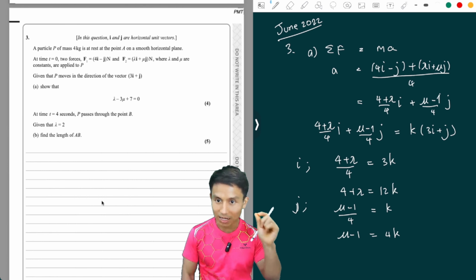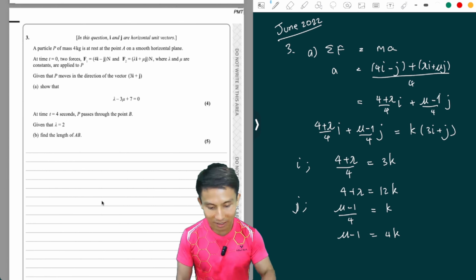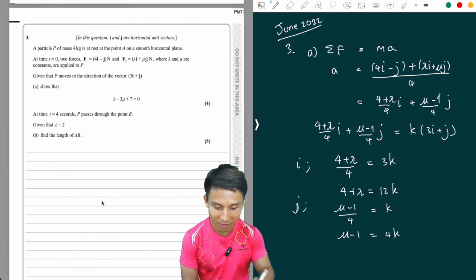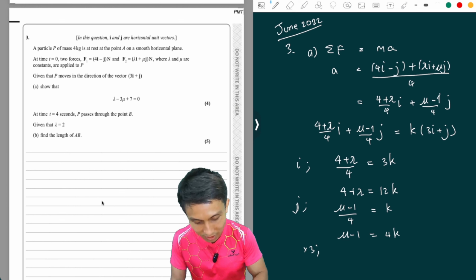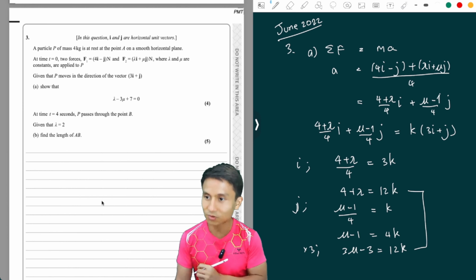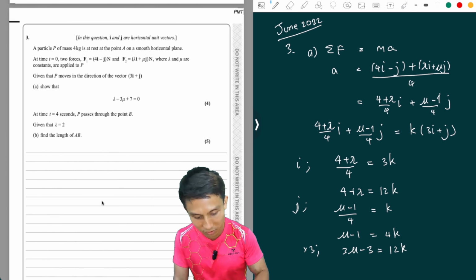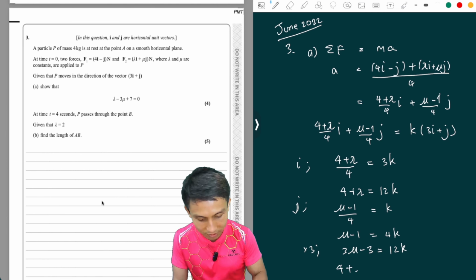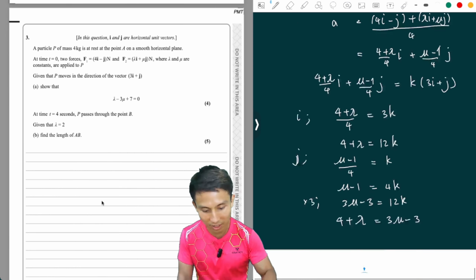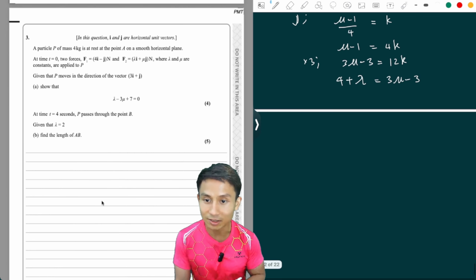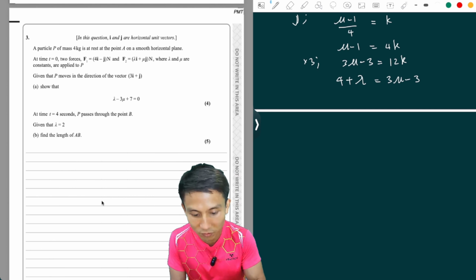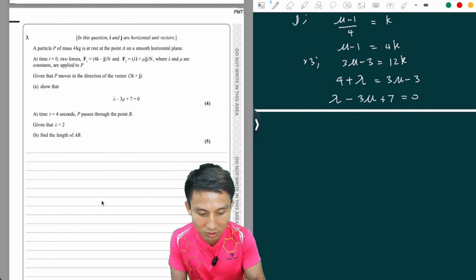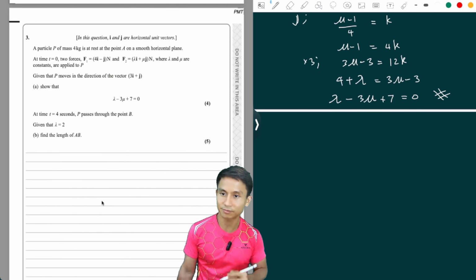And now you've got to eliminate k. So if I multiply that by 3, I get 3 mu minus 3 equals 12k. And you can equate these two. So if you equate those two, you get 4 plus lambda equals 3 mu minus 3, because they're equal there. And that is going to lead us to that equation. So if we move everything to the same side, lambda minus 3 mu plus 7 equals 0, as required. That's it for part A.